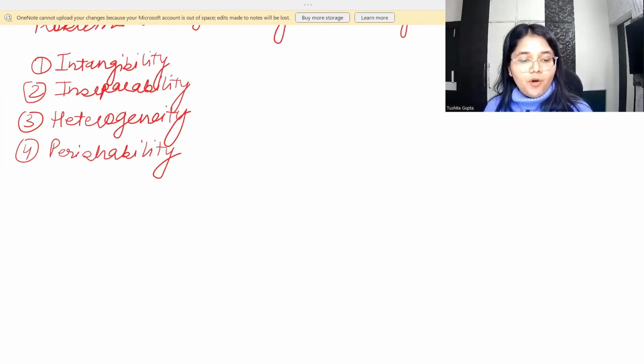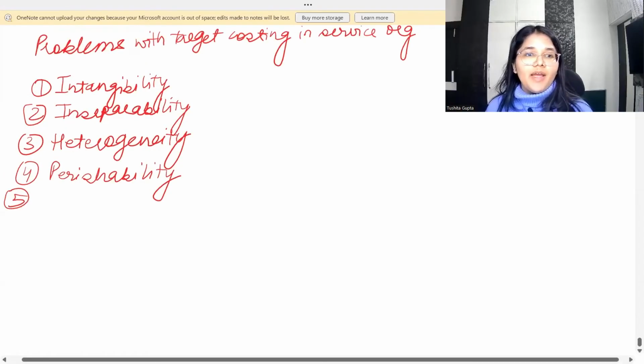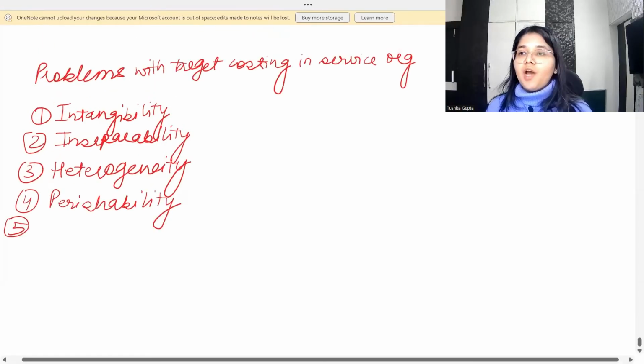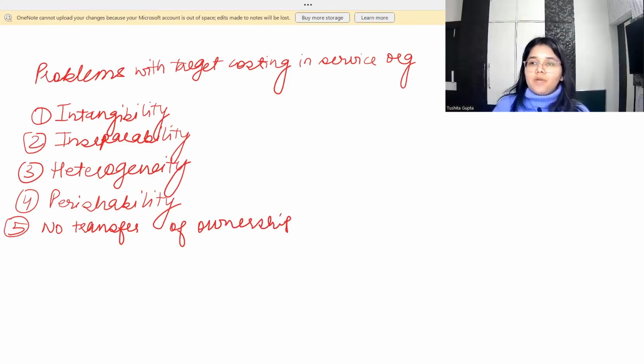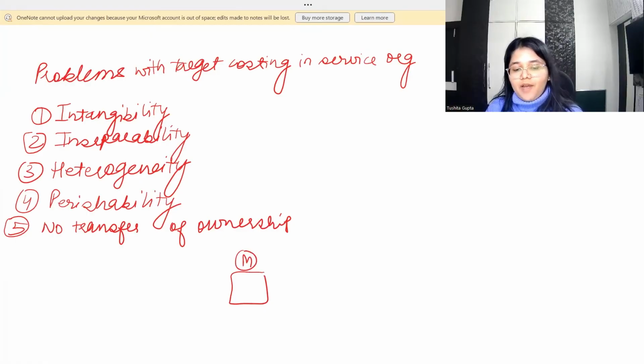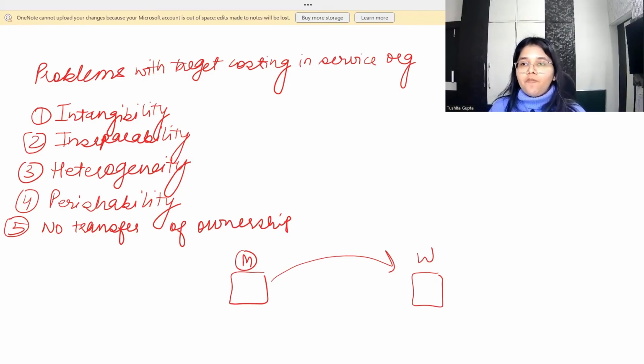Right. So the fifth point that we talk about regarding why it's problematic to have target costing in service organizations is that there is no transfer of ownership. When you look at when the sales are completed in terms of goods, when we are dealing in goods, say I was the manufacturer, once I have handed it over to the wholesaler, then there's a transfer of ownership. I have taken the money and transferred the ownership of the goods to the wholesaler. Now the wholesaler is the owner of the goods.